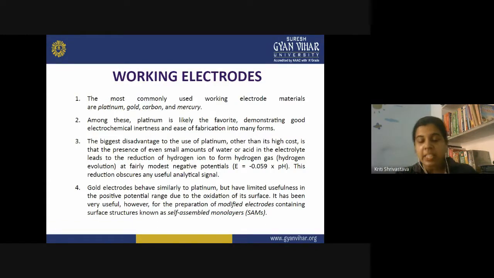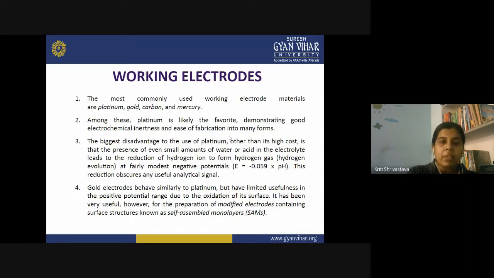Now, among all these, platinum, gold, carbon, and mercury, platinum is likely the favorite, demonstrating good electrochemical inertness and also the ease of fabrication into many forms. So these are the two very big advantages which you're going to have with platinum, that is good electrochemical inertness and ease of fabrication.